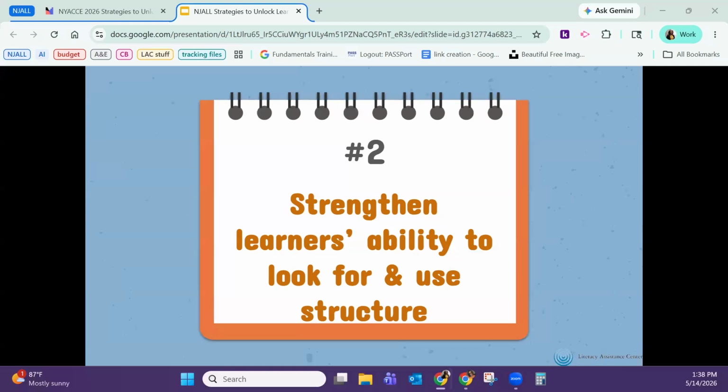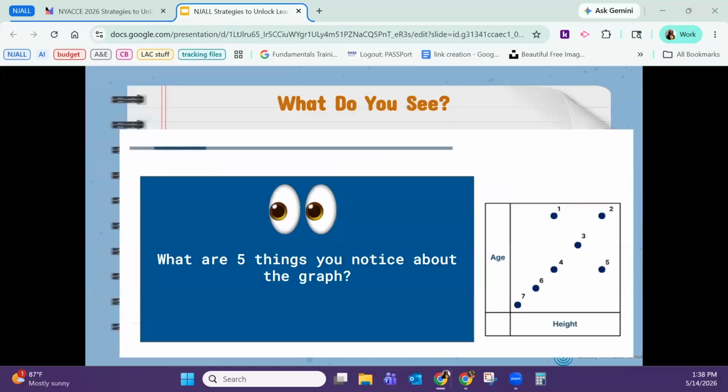So let's do an instructional routine for that. The instructional routine I like to do when I want to strengthen students' ability to look for and use structure is called What Do You See? Here's that routine. It's called What Do You See? Cynthia, that sounds a lot like notice and wonder. You're right. A lot of math is about noticing patterns and noticing structure. So take a second. You see the graph there? What are 5 things you notice about the graph?